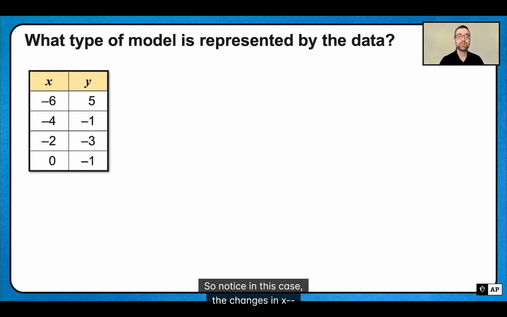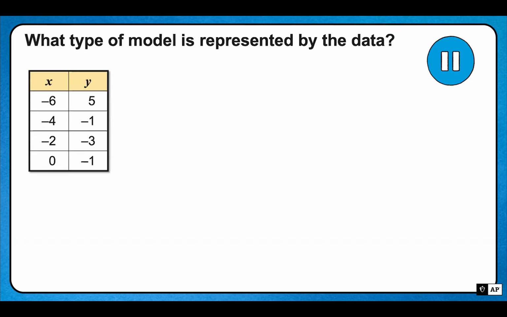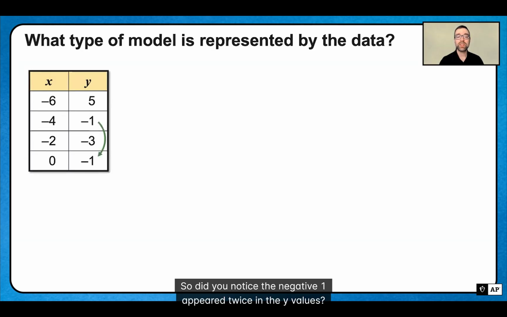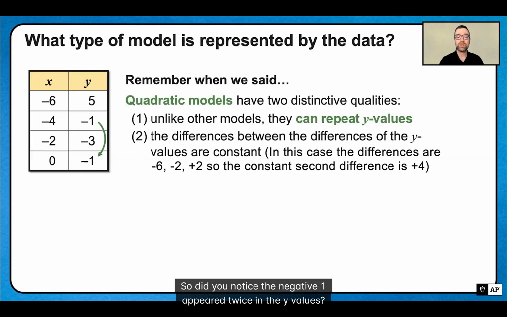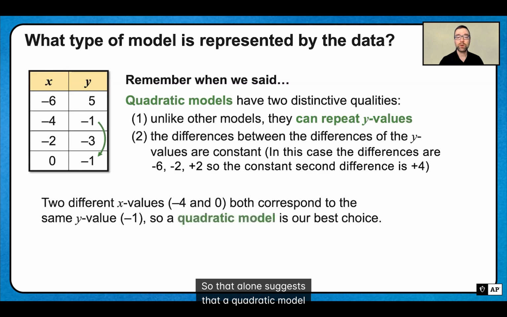Notice in this case, the difference in x values are 2. But notice the y values. Do you notice anything that we've commented on previously in this video that's present in the y values? So do you notice the -1 appeared twice in the y values? So, as we indicated a minute ago, unlike the other models, quadratic models can repeat y values. So that alone suggests that a quadratic model is our best choice.